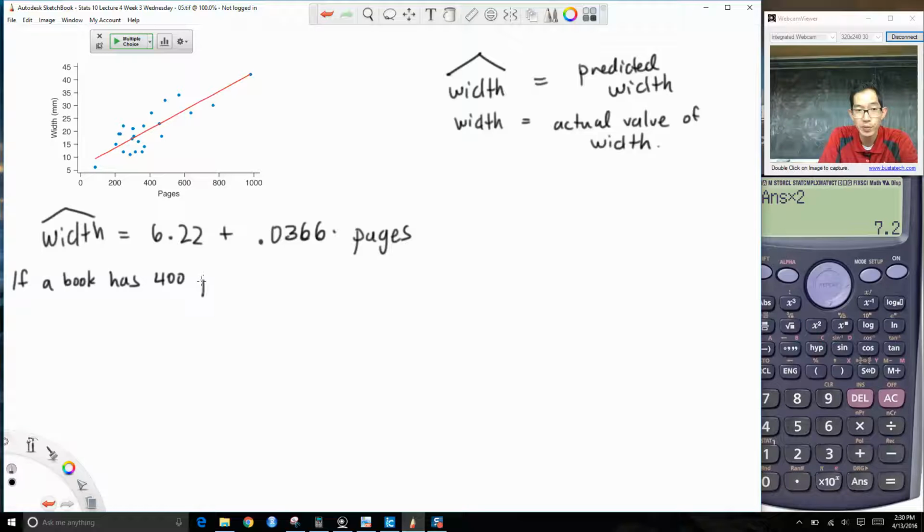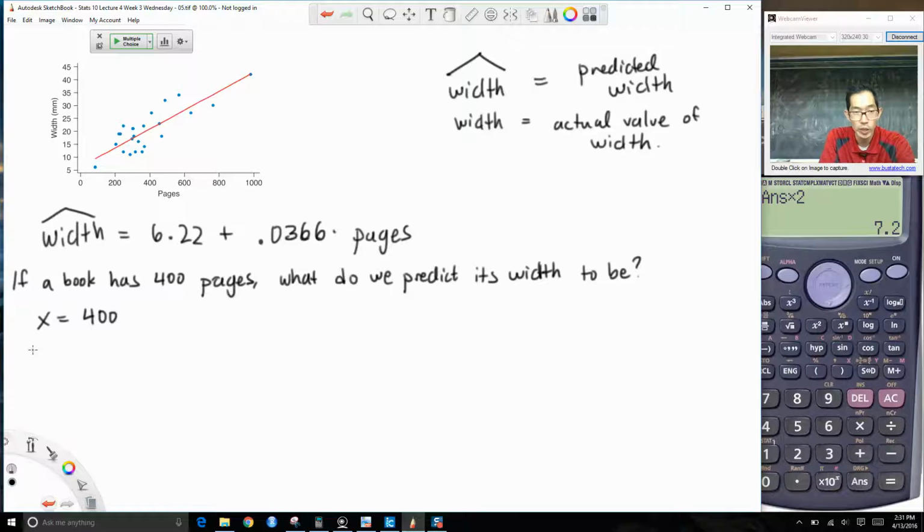Something like that. Okay, so if a book has 400 pages, what do we predict its width to be? Okay, so here x will be 400, and y hat or width hat would be what? I'm not going to bother making a clicker question out of this. But what would we do? We would just plug in the value 400 into pages here.